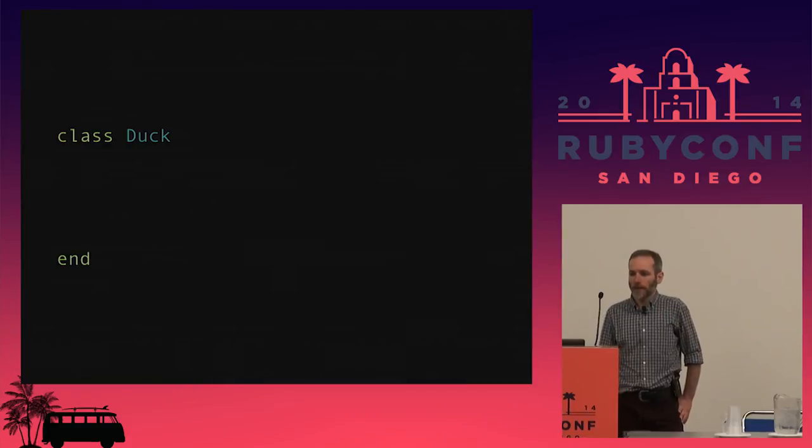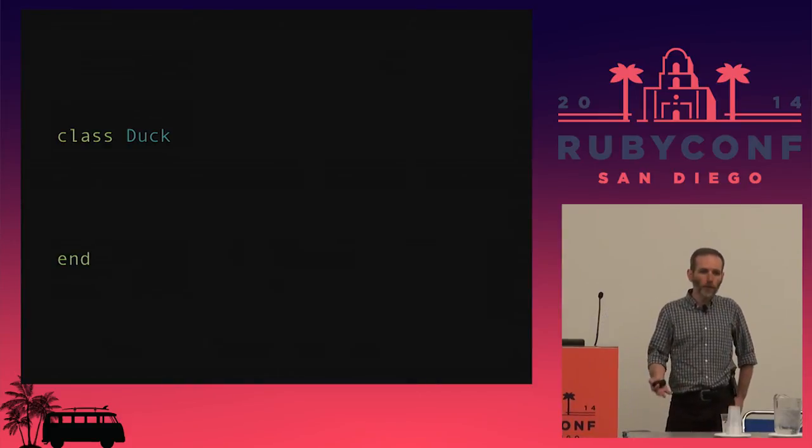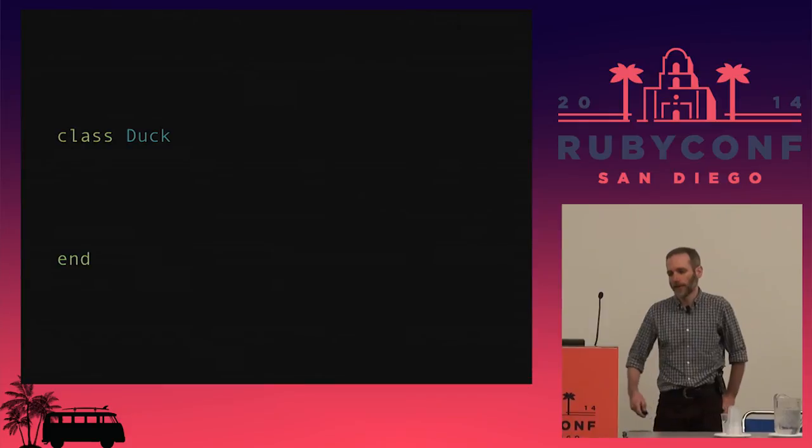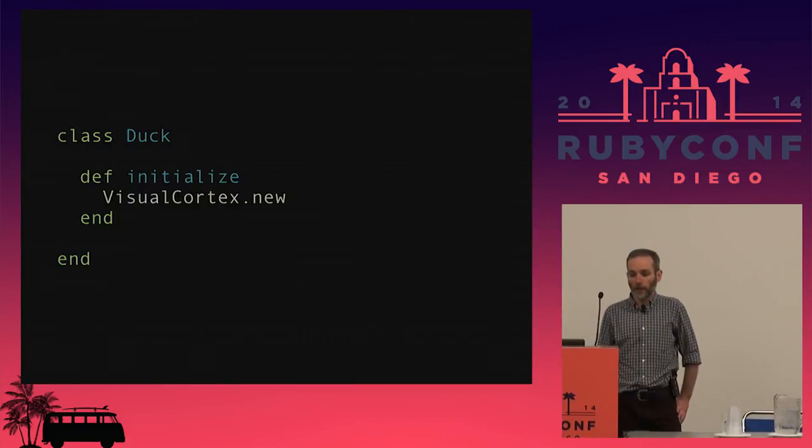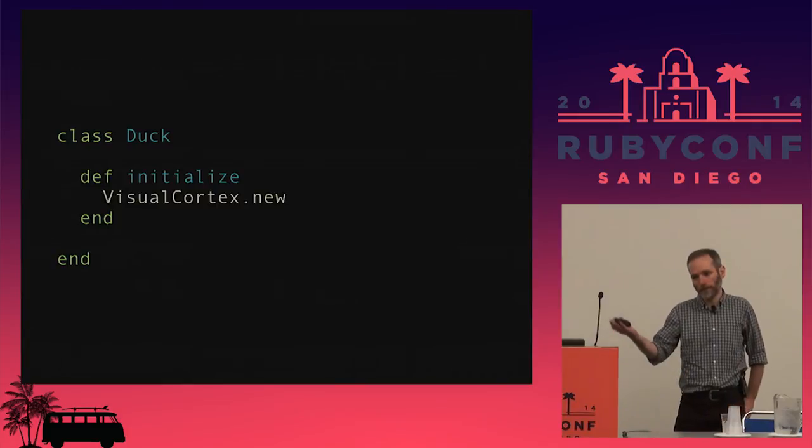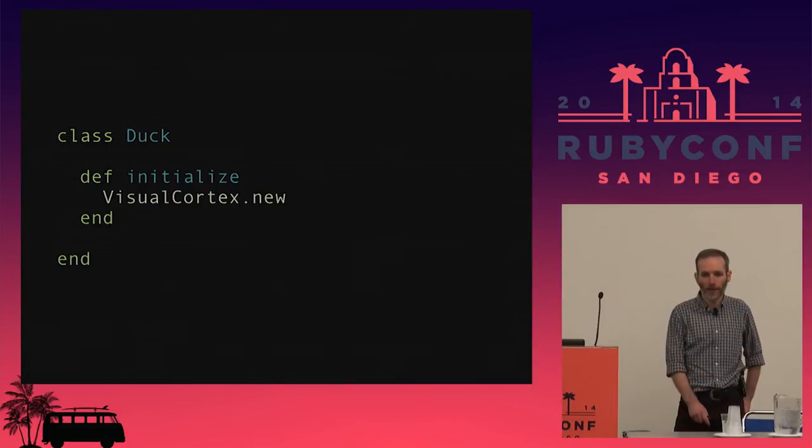So we start with an empty class, and I'm thinking, OK, what do I need to do? What's the smallest amount of work I need to do to make this pass? So I'll write an initializer, which creates a visual cortex object. Now, of course, this fails because there's no visual cortex. We get a name error at this point. So tests are telling me the next thing to do is go and write visual cortex.